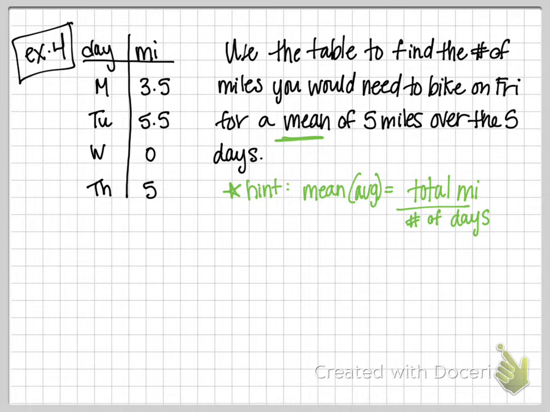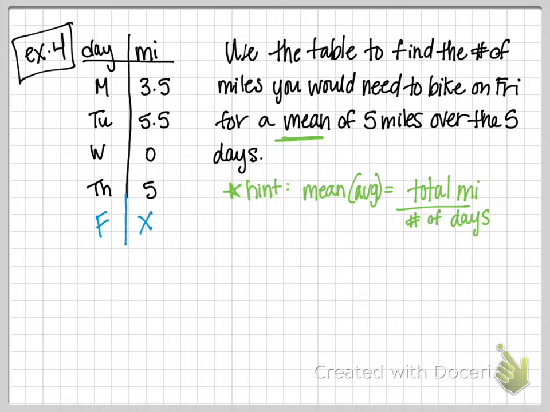Okay. The trick here, and this is where people get confused, what do we not have in our chart that's going to help us on this problem? Friday. And how many miles did we ride Friday? We don't know. We need to figure that out. What should we call that? Yes. Let's call that our X, because we need to solve for that to figure it out.